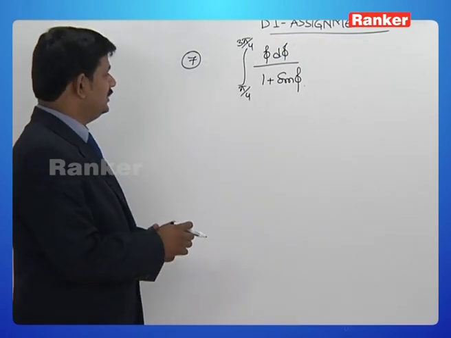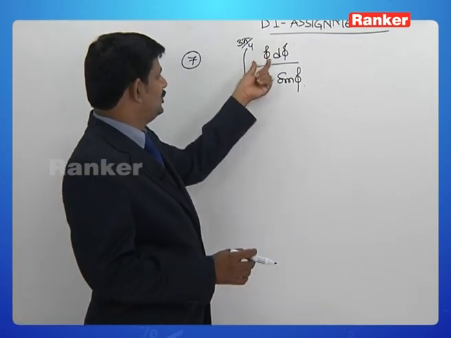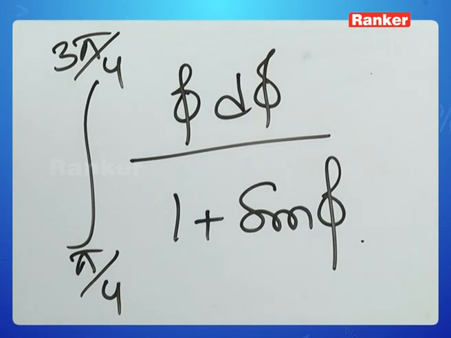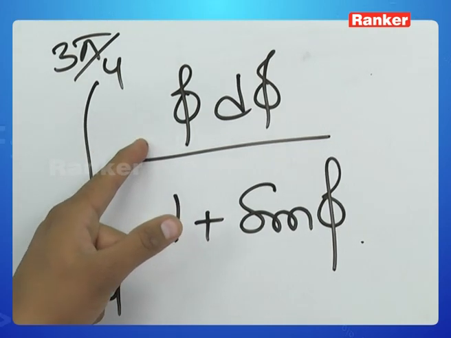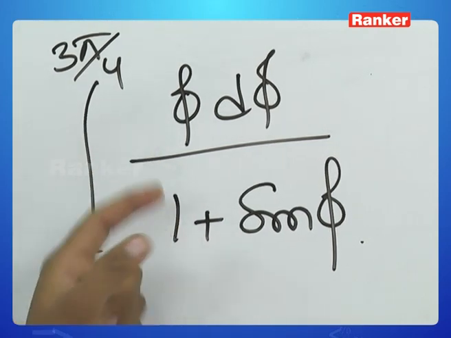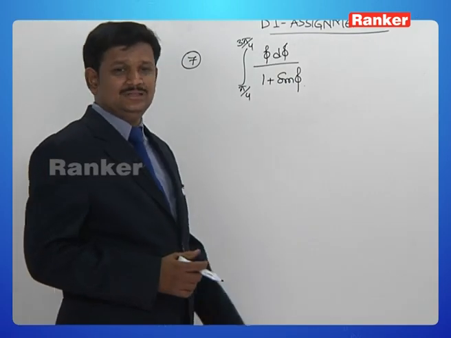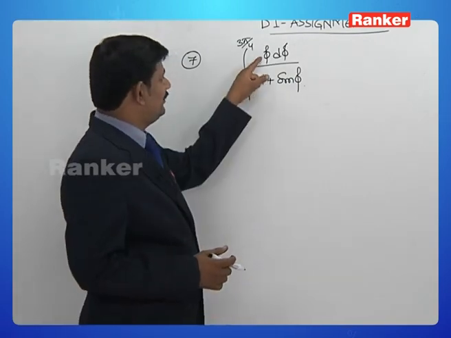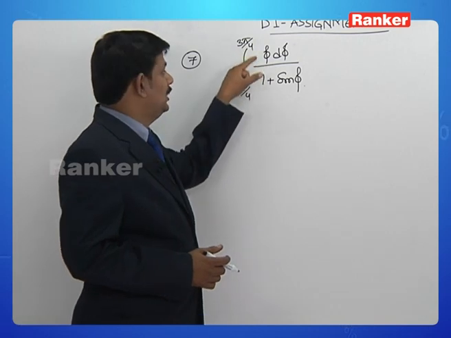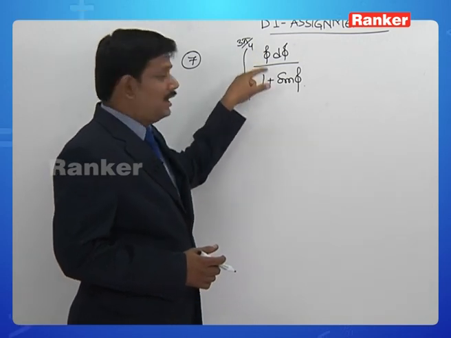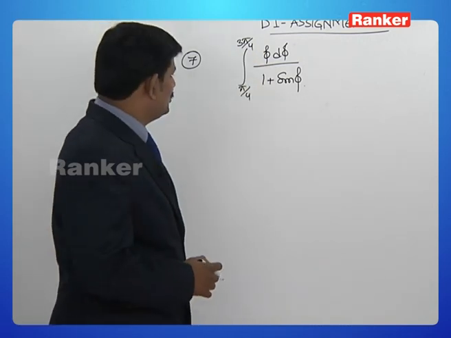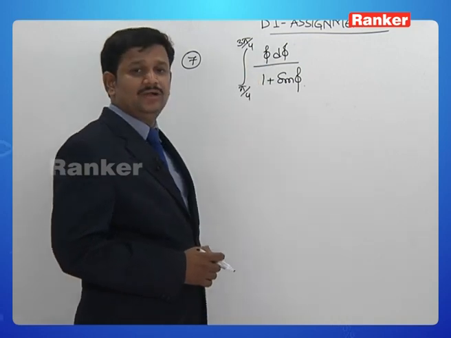So, we need to evaluate integral pi by 4 to 3 pi by 4 phi d phi by 1 plus sin phi. We have a combination of algebraic, phi is a linear function, and 1 plus sin phi is a trigonometric function. So, we have a combination of linear and trigonometric function in a ratio, so it is better we get rid of one of them.